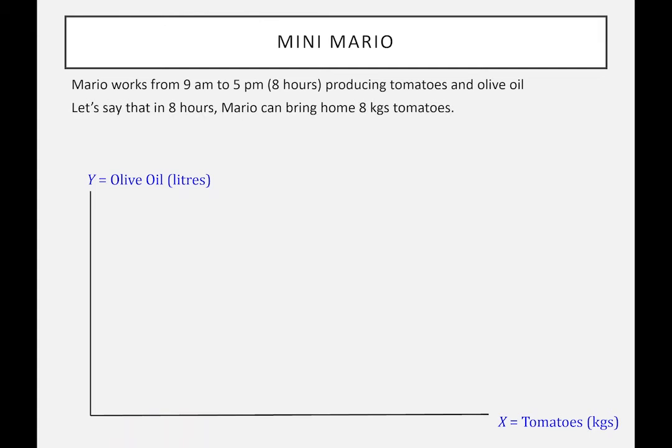Now, I'm going to say that, just for sake of argument, invent a number here. I'm going to say that Mario goes off, and if he spends 8 hours getting tomatoes, 9 o'clock, he'd be able to come home at 5 p.m., 8 hours later, with 8 kilograms of tomatoes. And I could represent this here by this orange dot, where it shows that he's producing 8 kilograms of tomatoes. That would mean all he does is produce tomatoes all day. At 5 p.m., he comes home with 8 kilograms.